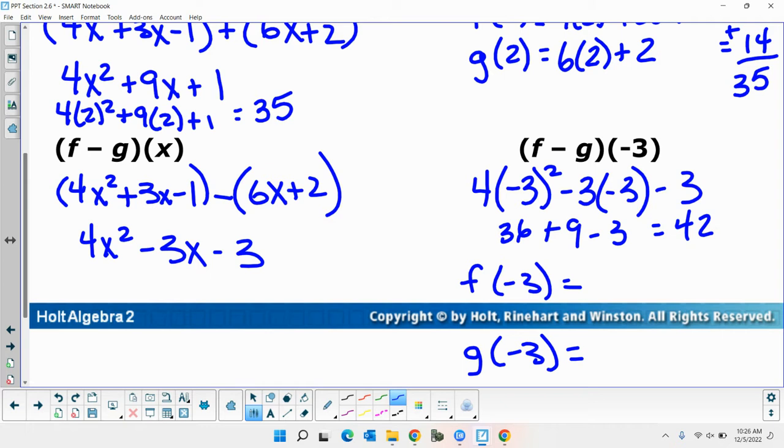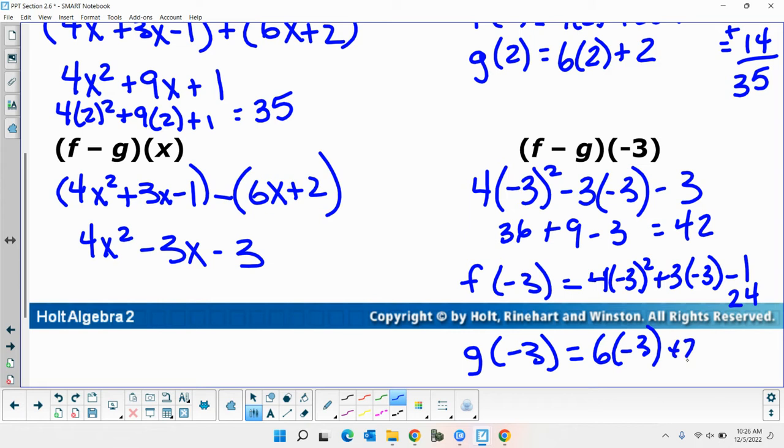So if we do f of negative 3, it's 4 times negative 3 squared, plus 3 times negative 3 minus 1, which is 36, minus 9, 25, minus 1, 24, right? And then 6x plus 2, right? So 6 times negative 3 is negative 18, plus 2 is negative 16, right?